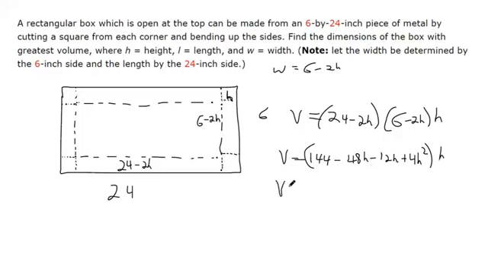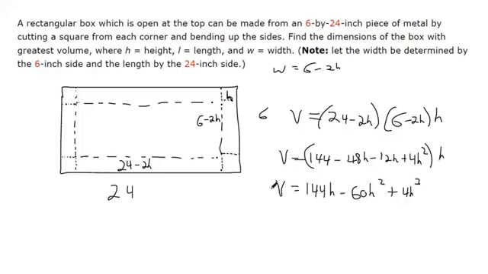You got to multiply everything by h. So when you distribute that h, you get 144h. This is minus 60h, so now that's going to be minus 60h squared. And then this is plus 4h cubed. Now we have something to maximize.